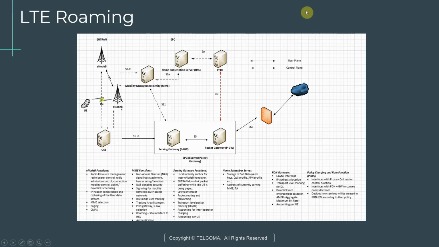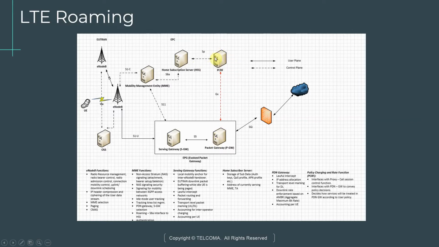Some more background on PCRF. The policy and charging rules function is responsible for policy control, decision making, as well as for controlling the flow-based charging functionalities in the PCEF, which stands for Policy Control Enforcement Function, which resides in the P gateway. If you look at the 3GPP documents, the policy control and charging framework has been defined in those documents, and they have distributed the responsibilities of the PCC framework between the PCRF and the P gateway.